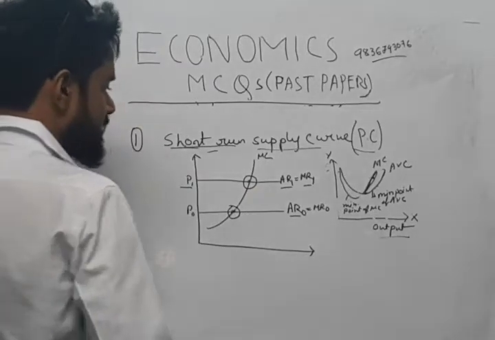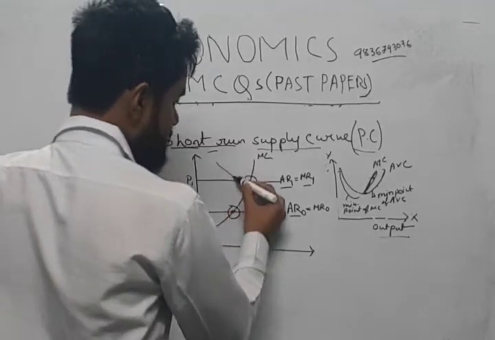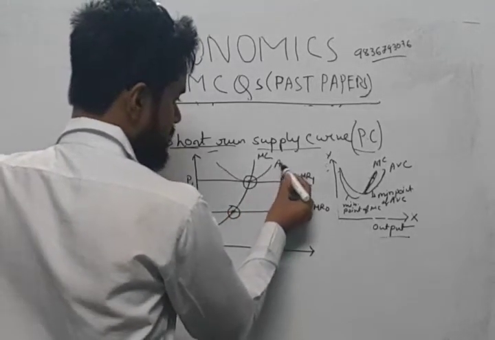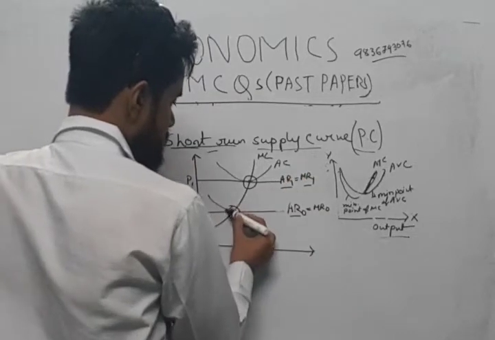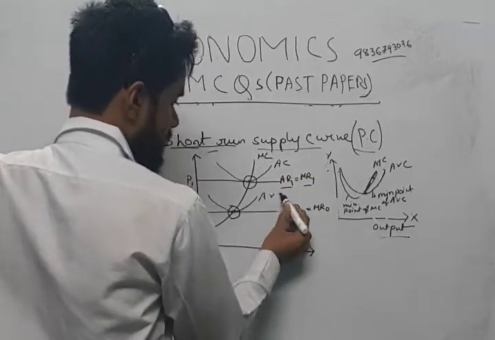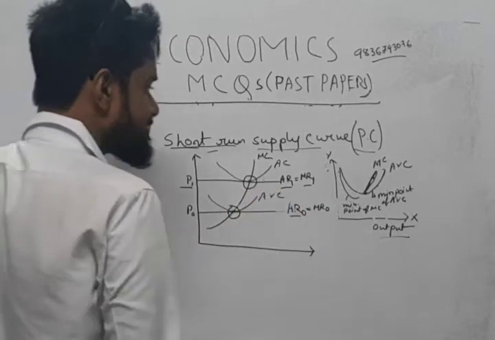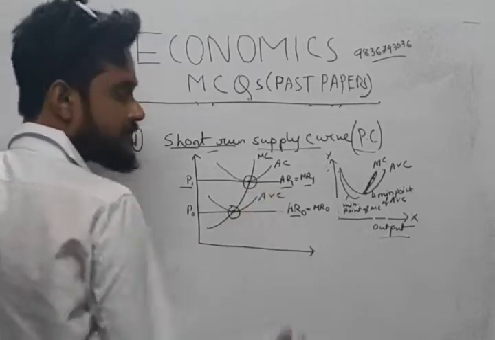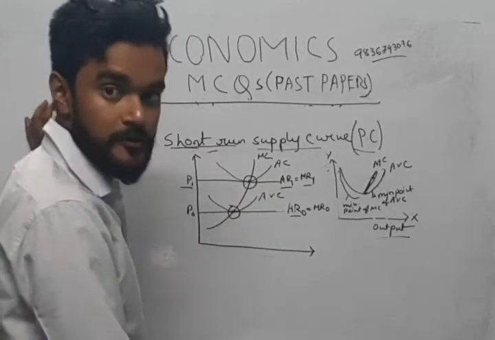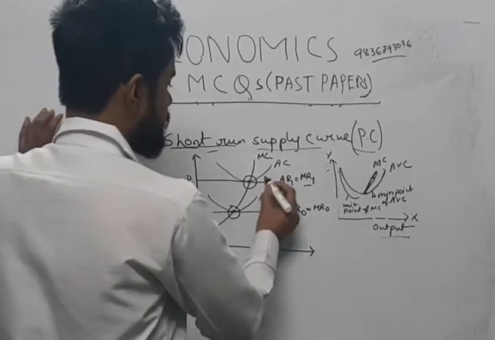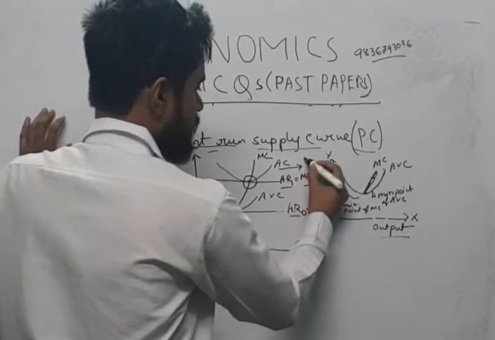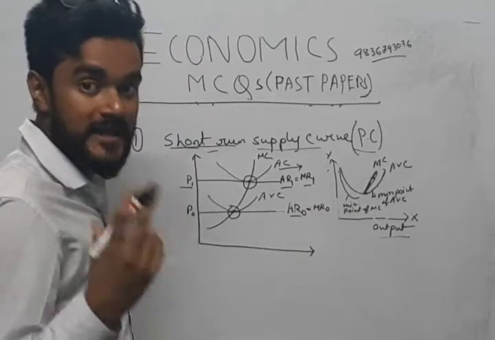Now what I'll do is I'll simply draw the AC curve. This is the average cost curve and this is the AVC curve. See, as you know, where the AC curve is tangent to the equilibrium point, we call it normal profit. We call it what? Normal profit. Or we also call it the break-even point.